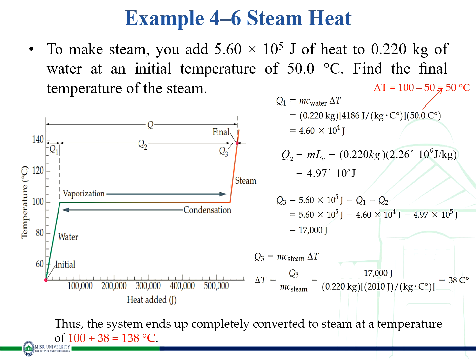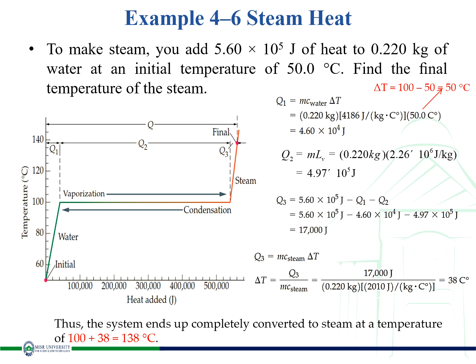Q3 is 17,000 joules, which we just calculated. The mass is still 0.220 kilograms, since all the water has now become steam. And the specific heat of steam, it's different from liquid water, remember? Is 2010 joules per kilogram per Celsius degree. So, delta T equals 17,000 J divided by 0.220 kilograms multiplied by 2010 J per kg C degrees. This gives us a temperature increase of 38 Celsius degrees for the steam.